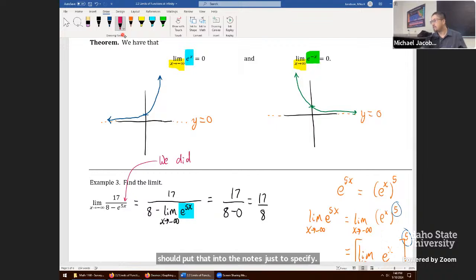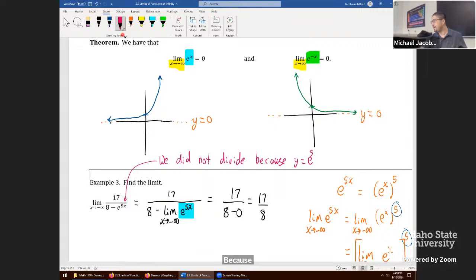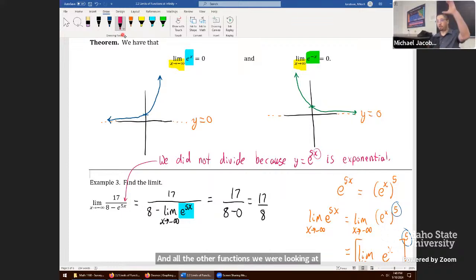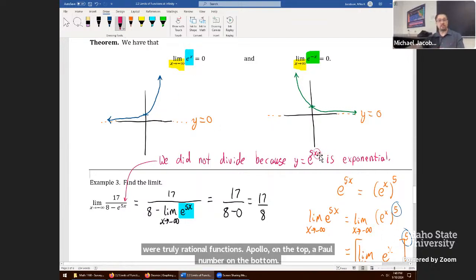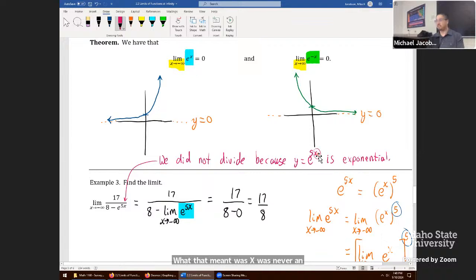We did not divide because y equals e to the 5x. There's a problem right there, that x is exponential. And all the other functions we were looking at, those were truly rational functions, a polynomial on the top, a polynomial on the bottom. What that meant was x was never an exponent. If x becomes an exponent, we need to use this theorem here as our new strategy.